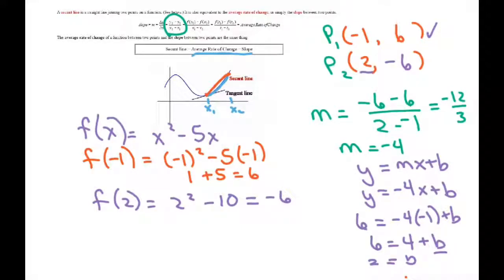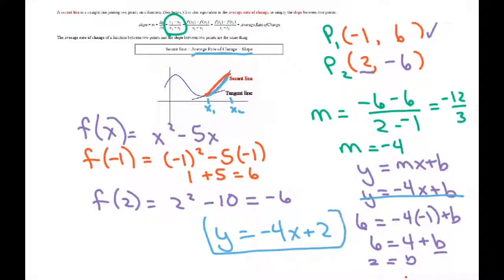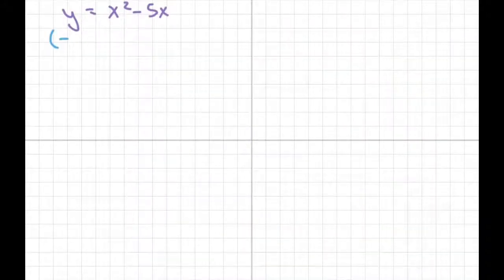And plug that back in. So we have y. We're plugging it back into that. -4x plus 2. That's your equation of your secant line. All right. Now we're going to try to graph this. And I got to remember these points, -1, 6 to 2, -6. So I'm going to write that.